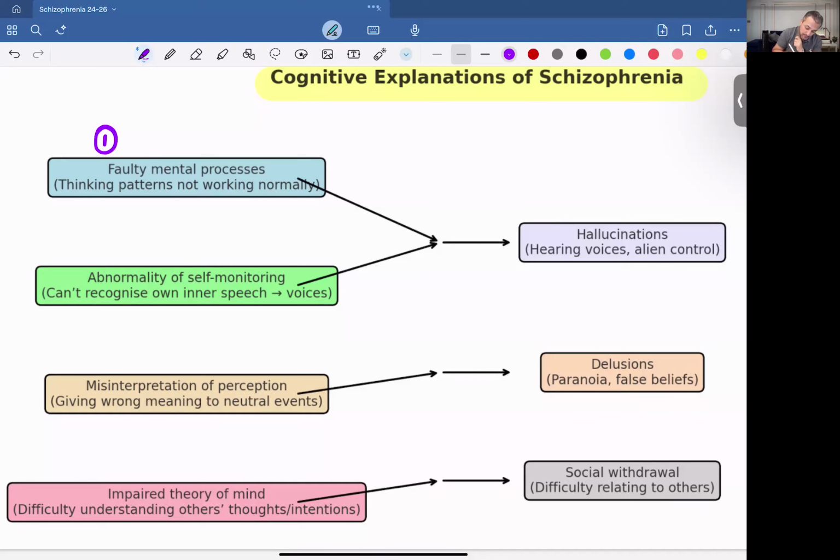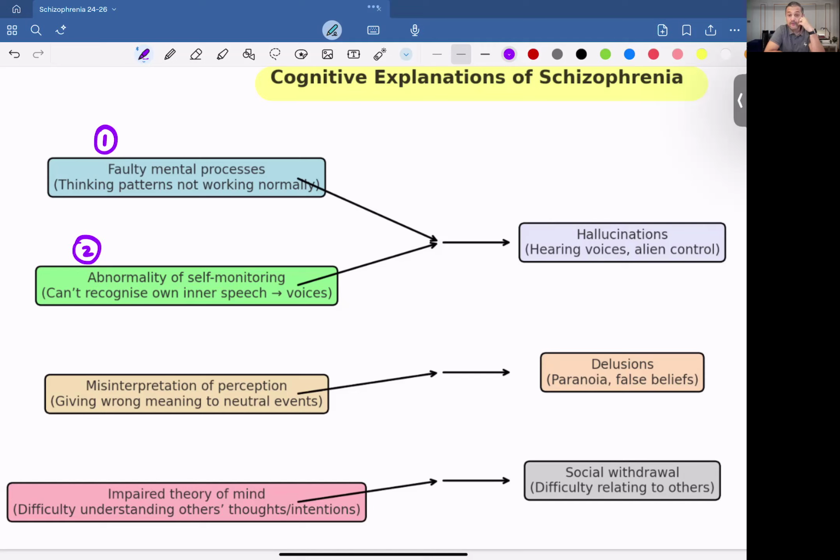Number two, abnormality of self-monitoring. When you're not able to self-monitor your thoughts, which consequently leads to maladaptive behavior. So abnormality of self-monitoring, or in other words, when you cannot recognize your own thoughts. At times you are thinking there's something going on in your mind, and it's just you speaking to yourself in your head, which is okay. Most of us do that.